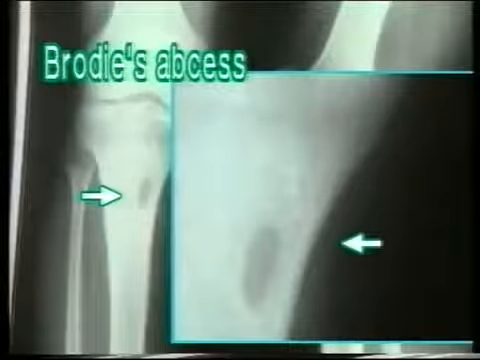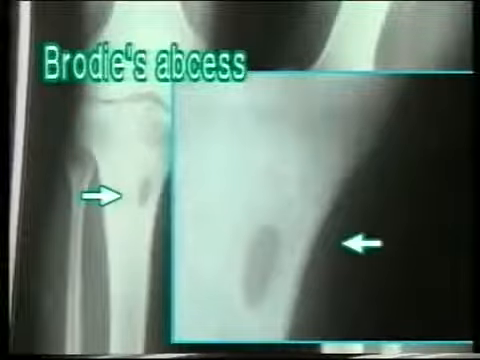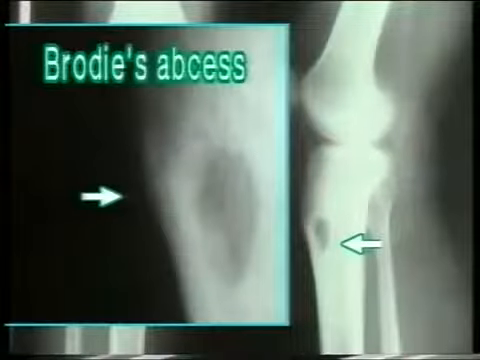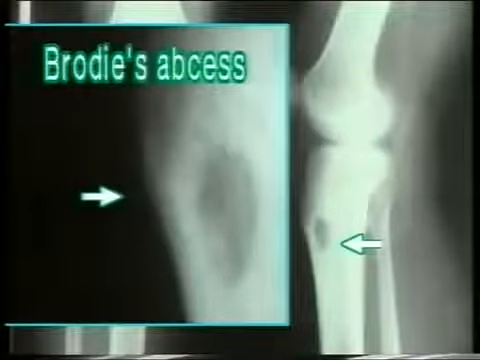It may be round or oval and is well circumscribed. Where it is close to the surface, there may be slight periosteal reaction. This is a Brodie's abscess.